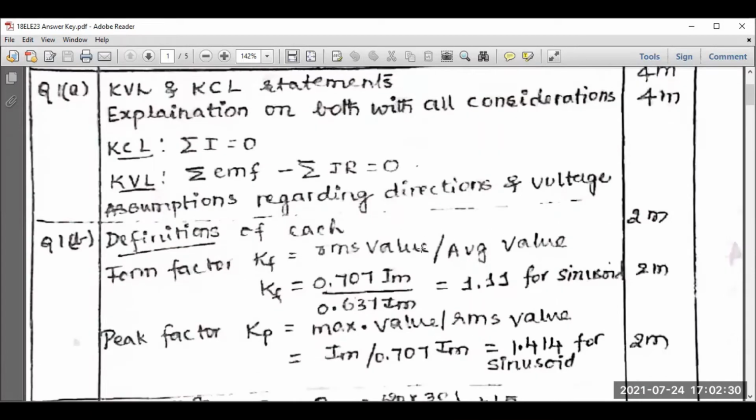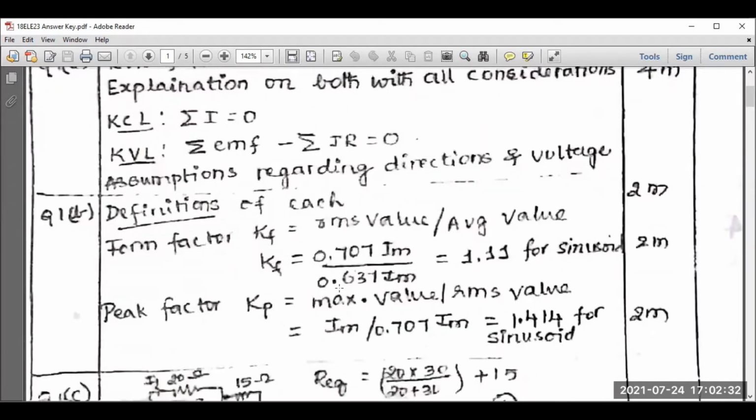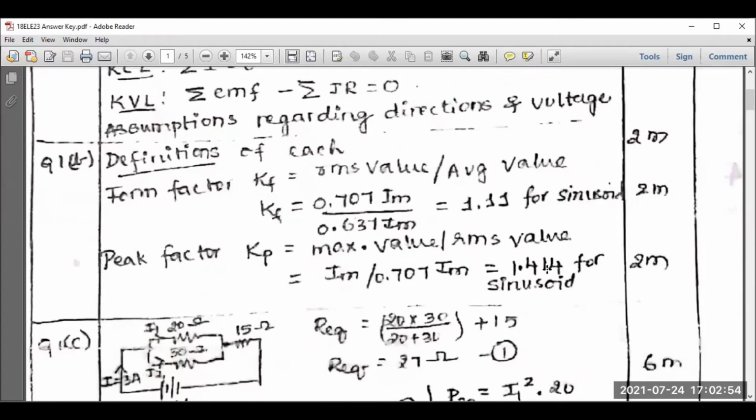The second question is regarding the form factor. Form factor is the ratio of RMS value to the average value. If you write only the definition, you will get 2 marks. And if you derive the value, like what is the RMS value? That is 0.707 Im. What is the average value? 0.637 Im. If you write it in that manner, you will get the form factor equal to 1.11. So that is the value. So 2 plus 2, 4 marks.